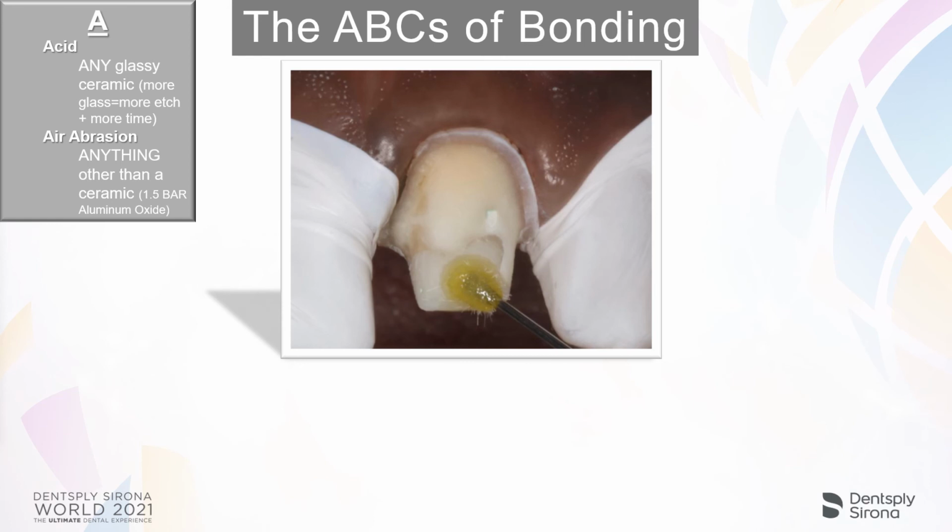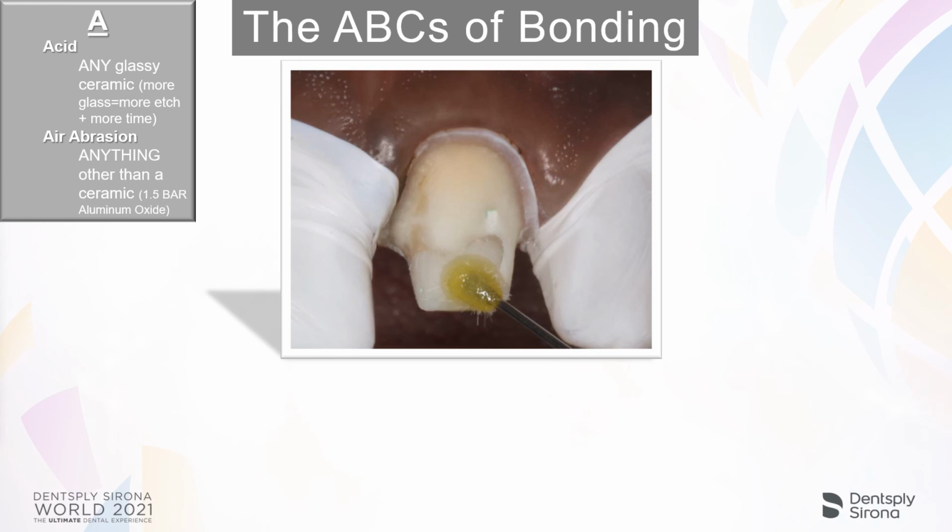So any glassy ceramic, a tendency that I tell people is the more glass, the more etch concentration you use, and the more time you etch it for. If we have something like feldspathic, we're going to use a 9.8% hydrofluoric acid for 60 seconds. If we have something like lithium disilicate, we have more crystal, less glass, so it's going to be 5% for 20 seconds. It's a general trend that holds true, just understanding that basic principle. If you don't have a glass ceramic, so you have gold, zirconia, or a hybrid composite material, it's not glass, so you air abrade it.